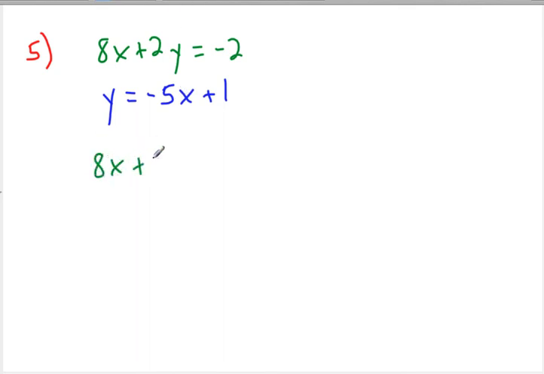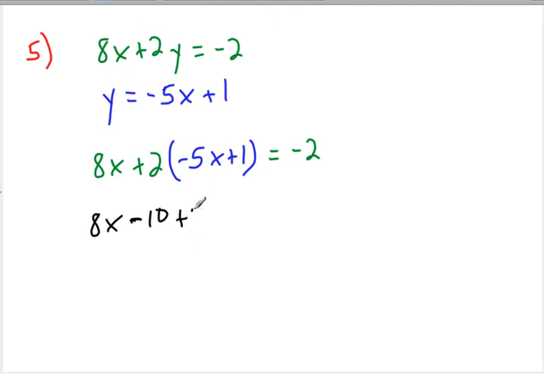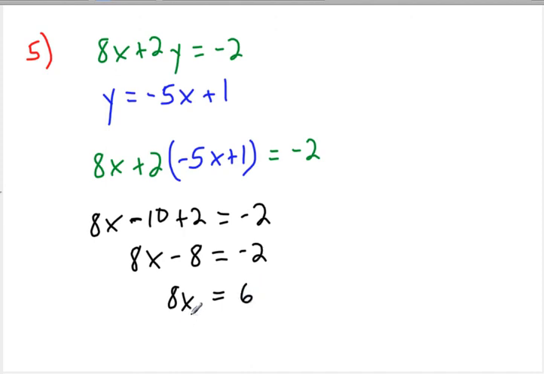So I'm going to plug into the green equation. So I have 8x plus 2 times (-5x plus 1). Use parentheses because that 2 has to be multiplied to the whole y variable. So now we have 8x, distributing this 2, so 2 times -5 is -10, and 2 times 1 is +2. Okay, I'm going to combine some like terms here, so 8x minus 8 equals -2. I'm going to add 8 to both sides, giving me 6 over here, and I'm going to divide both sides by 8. So I'm going to get x equals 6/8 or 3/4.